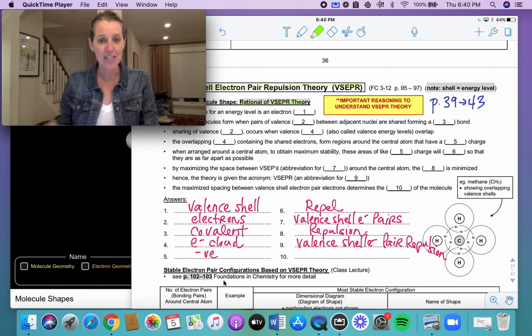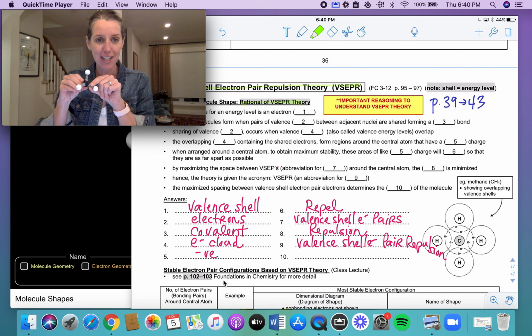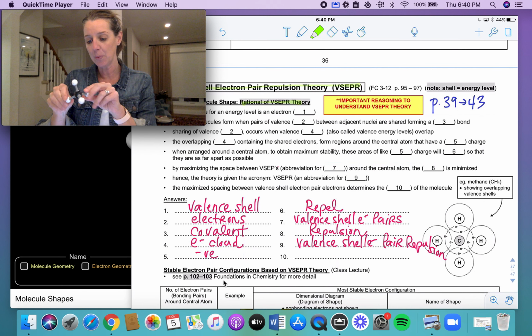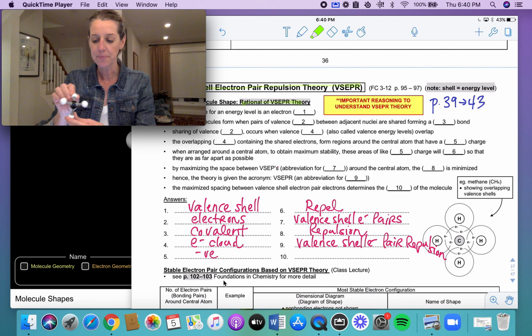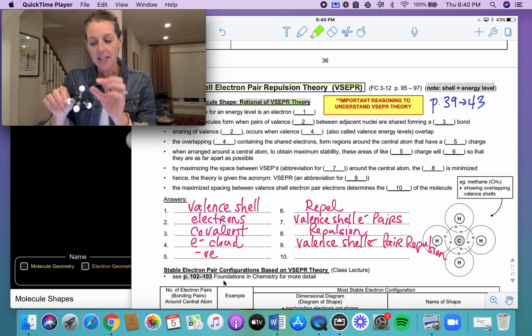We understand that those electrons have a negative charge. We understand that we're dealing with covalent bonds because these are molecules, molecular aggregates. And we understand that when there's a negative region, like I've already mentioned, it's going to repel another negative region. Okay? And so the VSEPR theory basically says that because of this repulsion, this is going to determine the overall shape that the molecule has.